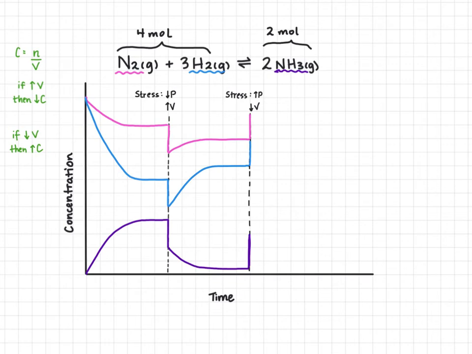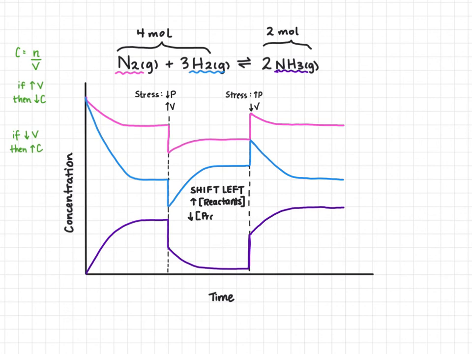followed by a shift. In this case, we have less space for the gas, so our equilibrium will shift towards the side of the reaction with fewer moles of gas. So more ammonia will be made, and hydrogen and nitrogen will be consumed. So our first shift is a shift left towards our reactants. We see an increase in the concentration of reactants, and we see a decrease in the concentration of products.